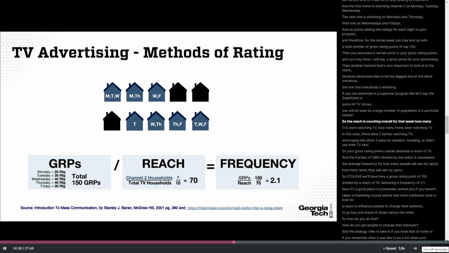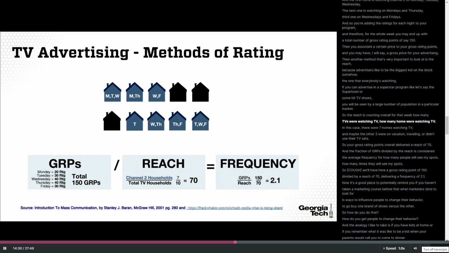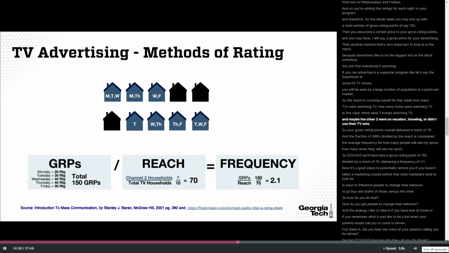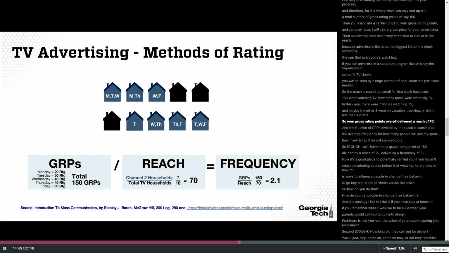So the reach is counting overall for that week how many TVs were watching TV. How many homes were watching TV? In this case, there were 7 homes watching TV, and maybe the other 3 were on vacation or traveling or didn't use their TV sets. So your gross rating points overall delivered a reach of 70.